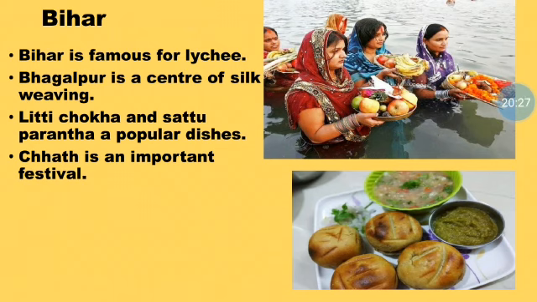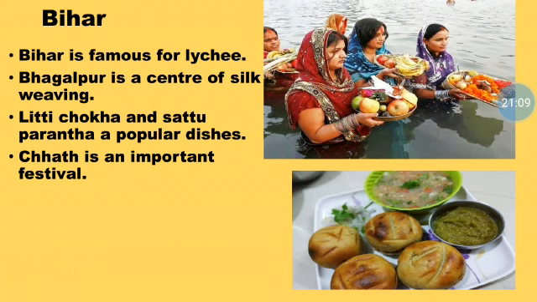Children, litti chokha is a dish. You can have a look at the picture over here. I think it has been made out of wheat flour. It's made into a dough form, and inside that there are stuffings of gram dal powder and spices, and along with that they make a curry out of potatoes, brinjal and tomato gravy. This is a very famous dish over there, and along with that they have even sattu paratha. So sattu paratha is nothing but roti made out of besan or gram flour powder. So these are the famous dishes.